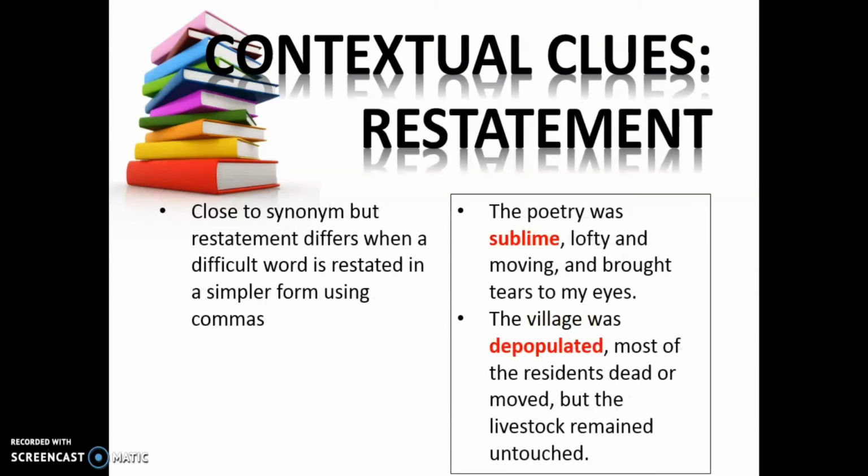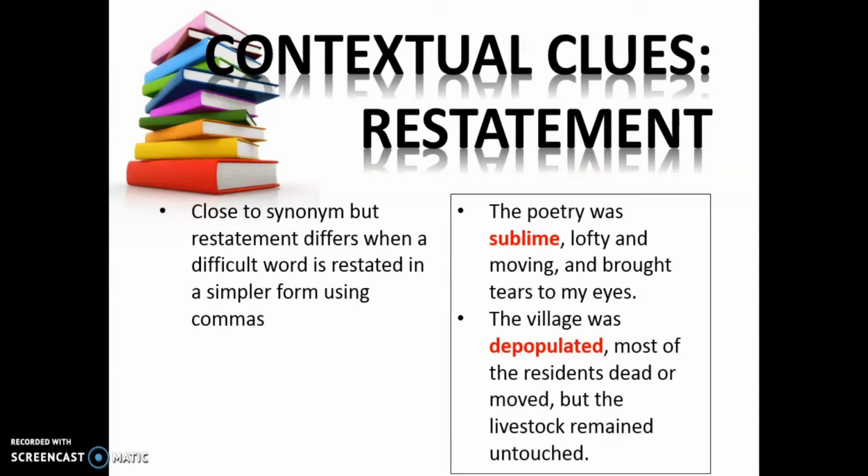Next, you can always guess the meaning of unfamiliar words through restatement. Close to synonym, but restatement differs when a difficult word is restated in a simpler form using commas. Take a look at the first example given. The poetry was sublime, lofty and moving, and brought tears to my eyes.